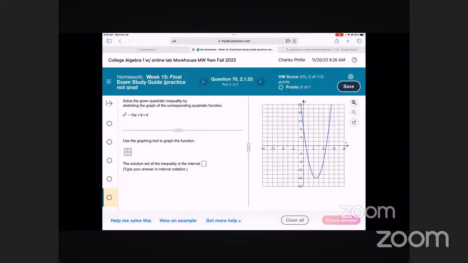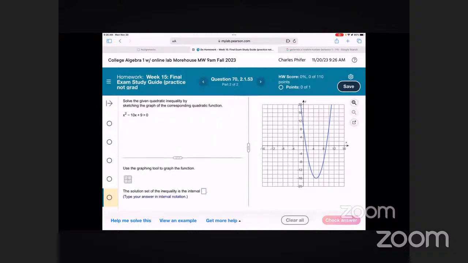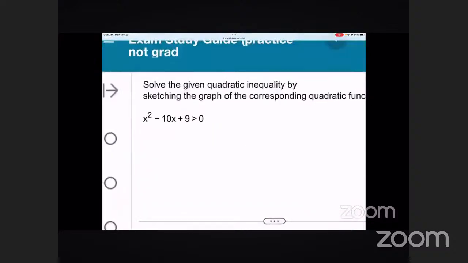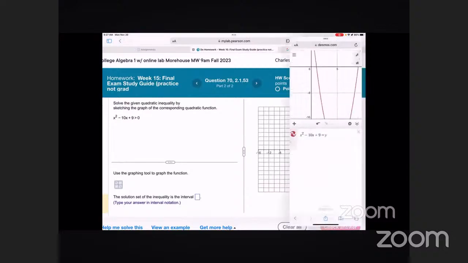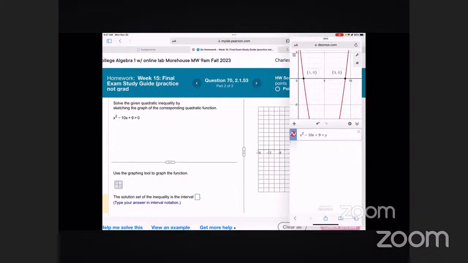So now the solution. Again, what it's asking is, when is this quadratic positive? When is it above the x-axis? Now that we have our graph, it's above the x-axis on the outside of the x-intercepts. One of our x-intercepts is (1, 0) and the other one is (9, 0). So x is less than 1 and x is greater than 9. So it's above the x-axis to the left of 1 and to the right of 9.